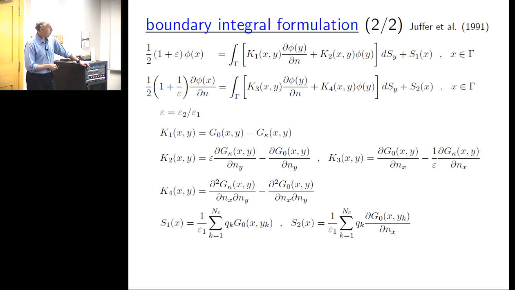So the kernels are here. Now K1 is just the difference between G0 and G kappa. K2 and K3 involve first derivatives, and K4 involves second derivatives. Now, if you remember, G0 has a singularity when x equals y. But G kappa has the same kind of singularity. Subtracting weakens the singularity. So K1 has a weaker singularity than either G0 or G kappa. Now that's critical over here, okay?